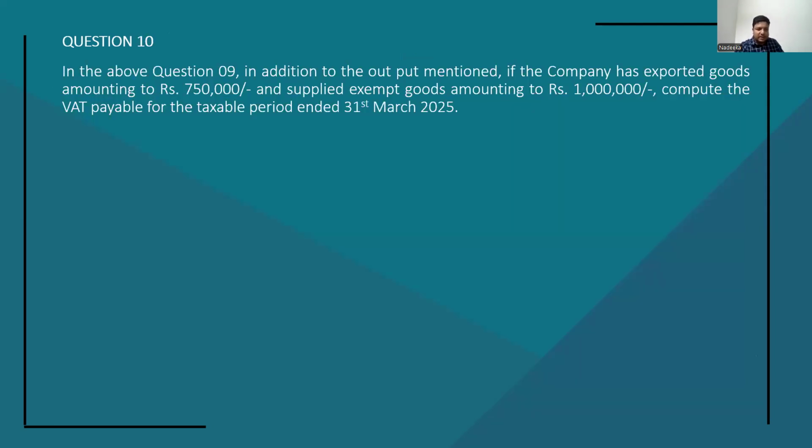Right. In the above question 9, in addition to the output mentioned, if the company has exported goods amounting to 750,000 and supplied exempt goods amounting to 1 million, compute the VAT payable for the taxable period ended 31st March 2025. Now, earlier we had only standard rate supplies. Now we have a zero rated supply and also an exempt supply. So how are we going to incorporate zero rated and exempt supplies into our answer?